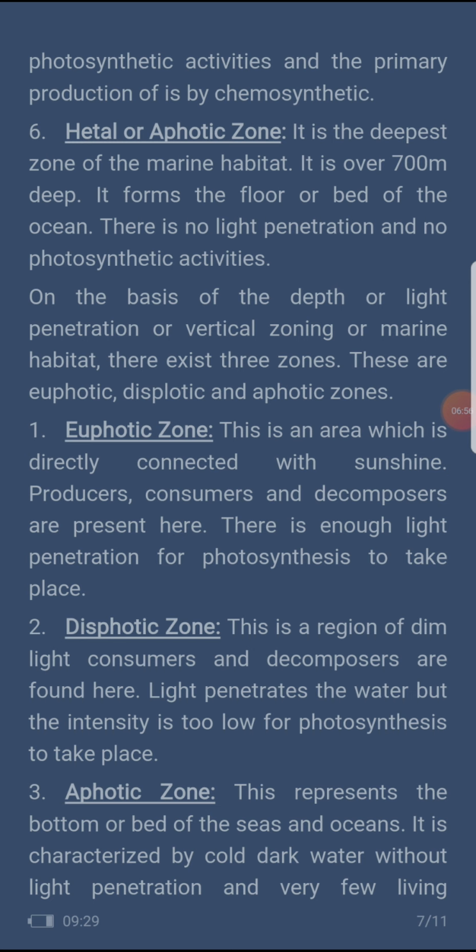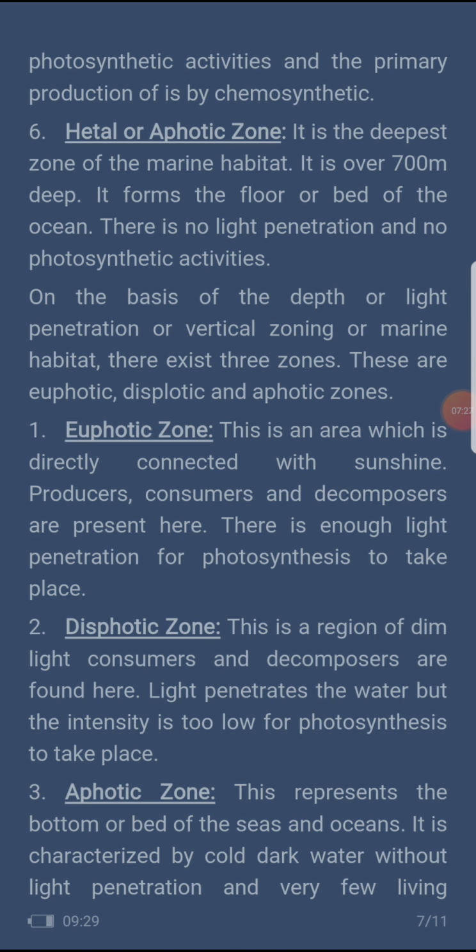Plants make use of chemicals to synthesize their food in this region. Unlike the abyssal, the aphotic is even deeper. It is over 700 meters. Note, the abyssal is not up to 700, but the aphotic is over 700 meters deep. It forms the floor or bed of the ocean. From the floor, there's no light penetration. No photosynthetic activities at all can take place because there is no light penetration.